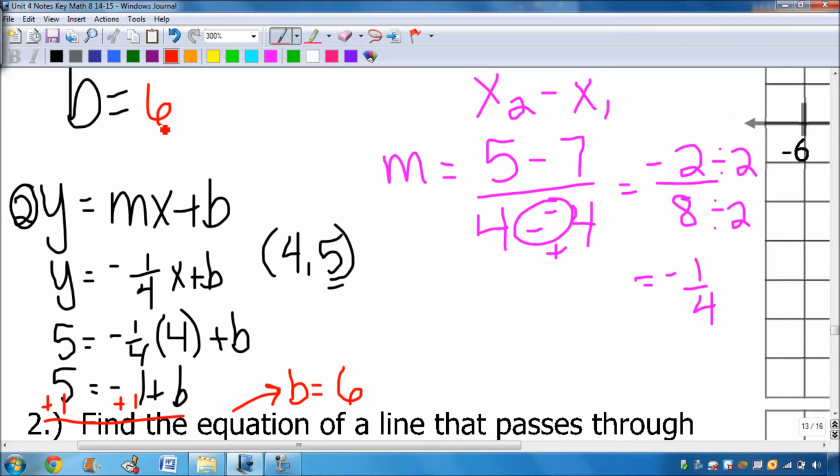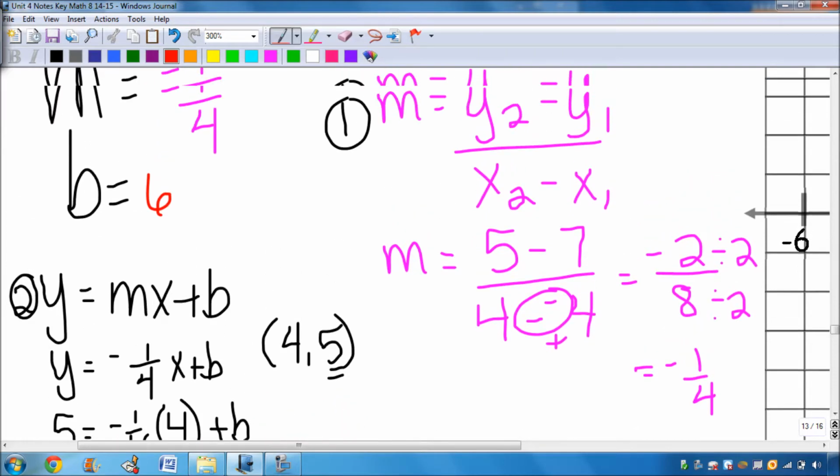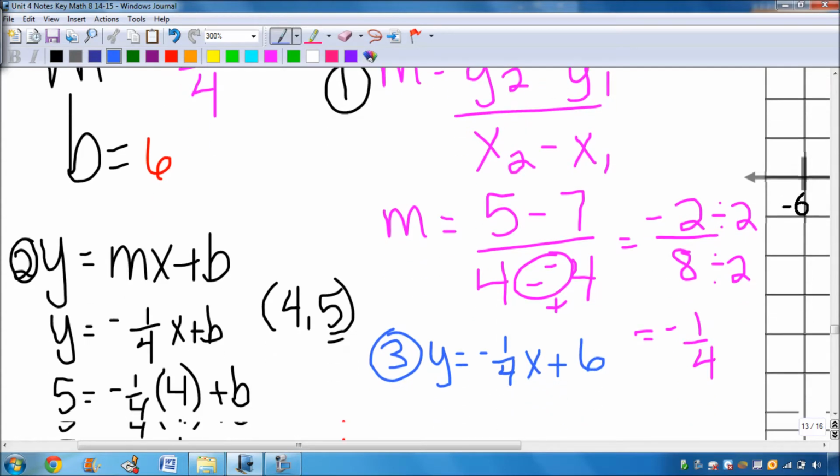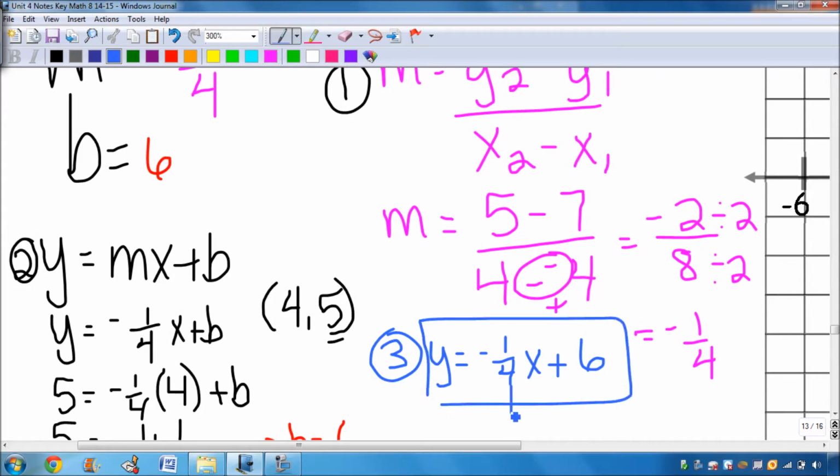Now that I know what m is, and I also know what b is, I have my equation of my line. So my equation, step 3, write out your equation, is going to be y = -1/4 x + 6, because this is my m right here, and this is my b.